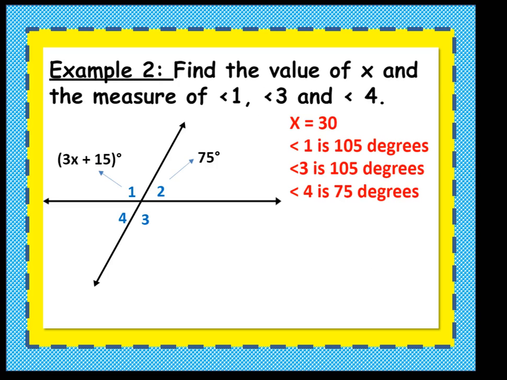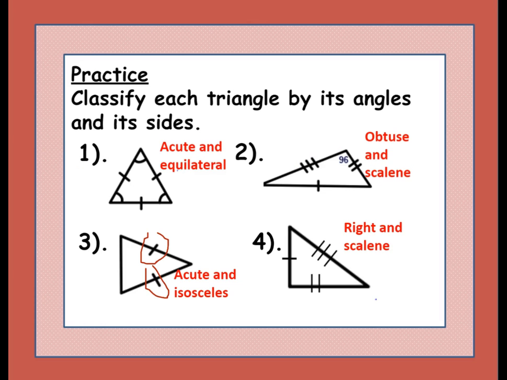So example 2, find the value of x and the measure of angles 1, 3, and 4. So this is just like a problem we did a while ago. We see that angle 1 is... Okay, and then you can also tell that it is acute just by looking at the angles. They all look like they're less than 90, which is very obvious to tell, so you know that it's acute.